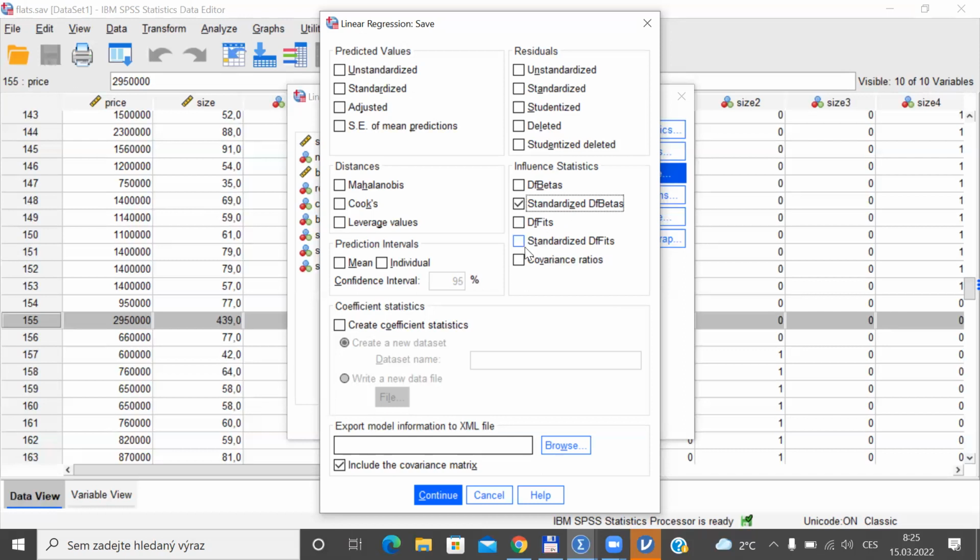Once again, a similar approach could be applied to DFFits, and from GEMOVI, also just apply the same strategy.